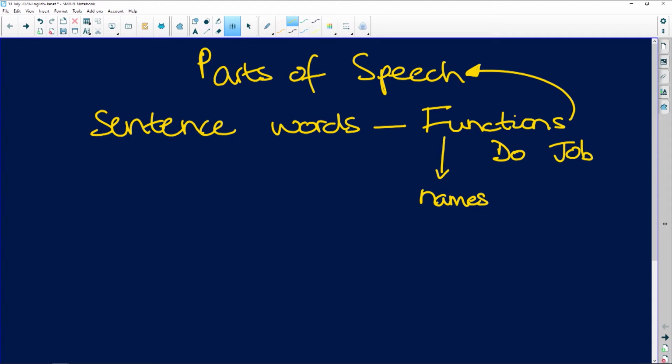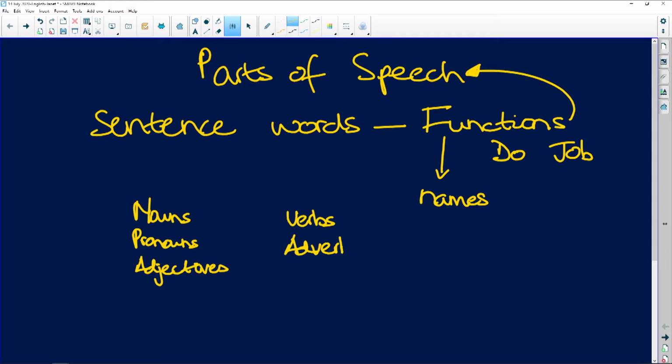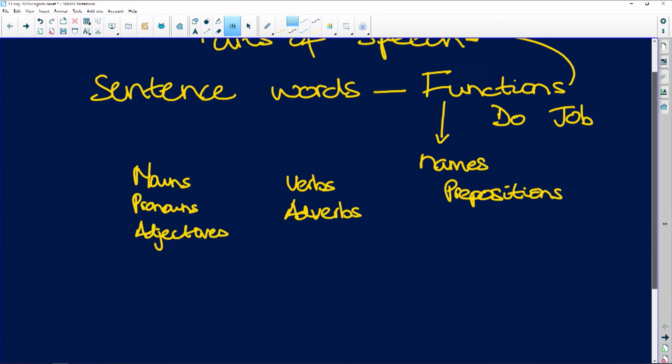Now, different teachers can use different terms, but most of us go with the sort of old-fashioned nouns, pronouns, adjectives. They go together. And then we do verbs and adverbs. And then we kind of do everything else. So prepositions will come along with the everything else. So Marlon wants me to start with prepositions. So let's do that.